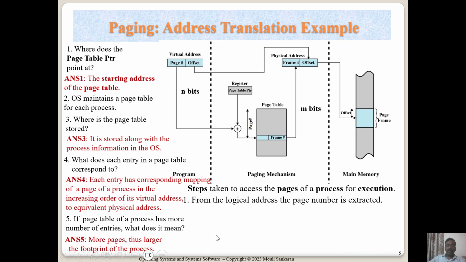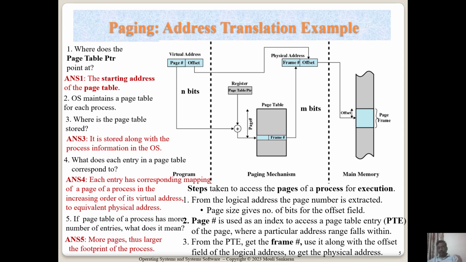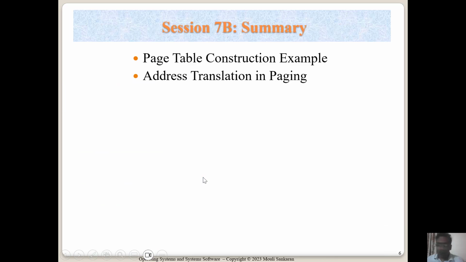So that's it. From the logical address, the page number is extracted. The page size gives the number of bits for the offset field. Then the page number is used as an index to access the page table entry, the PTE, of the page. Every page has an entry within the page table where a particular address range falls. Based on the logical address, the page number is decided, and then from the page table you extract the frame number. The number of bits you store within the page table depends on the number of frames you have in physical memory. You append it to the offset and generate the physical address. Okay, that's it. See you in the next lecture with some more information about the page table entries. Bye bye.